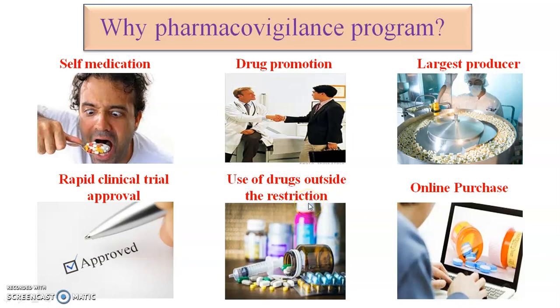We use most of them outside the restrictions. Then, recently you have seen many online pharmacies. Most of the public can purchase medicines online. This is also going to be one of the burdens, where we always need to see how a particular drug is dispensed and check the quality of the medicine being dispensed. So online pharmacy is also one of the major concerns for why we need pharmacovigilance in India.